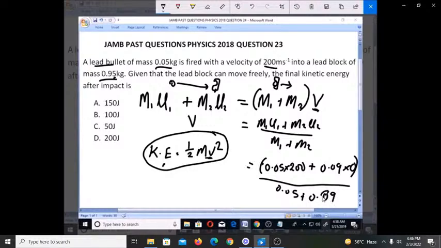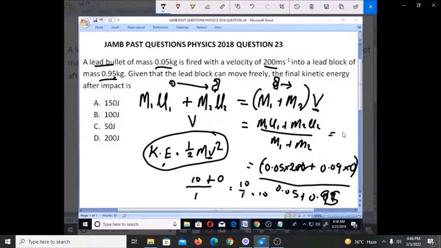So if we solve this out, we are going to get 10. That's what we'll get, because this times this, the 2 cancels, so that we have 2 times 5, which is 10. Plus this times 0 gives us 0. So we have 0 here, all over 0.05 plus 0.95, which is 1. So we have 10 plus 0, which is 10 over 1, which is 10. So V is equal to 10.